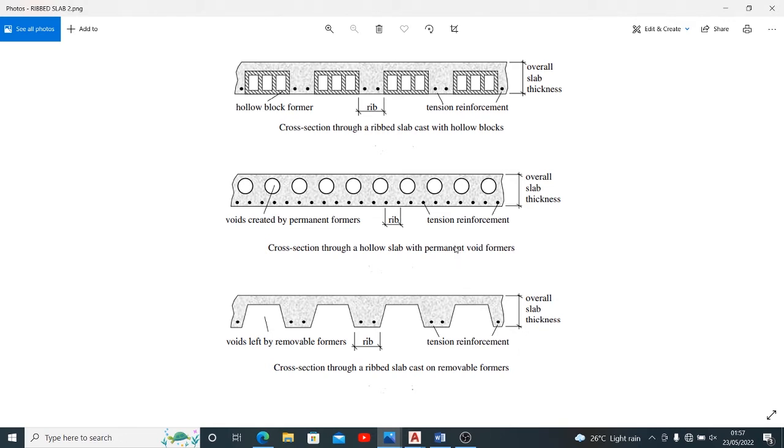The second one also is with voids. It's with voids, but these voids are being created by permanent formers.